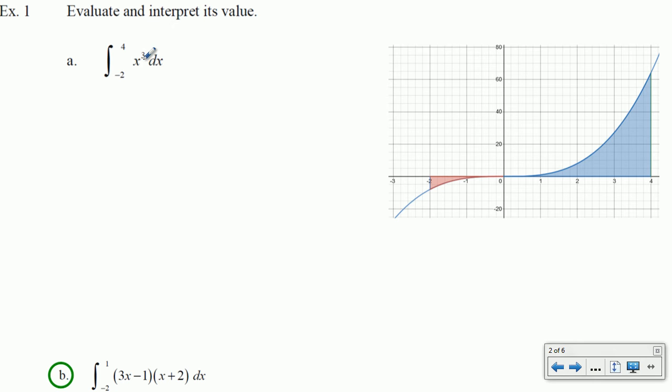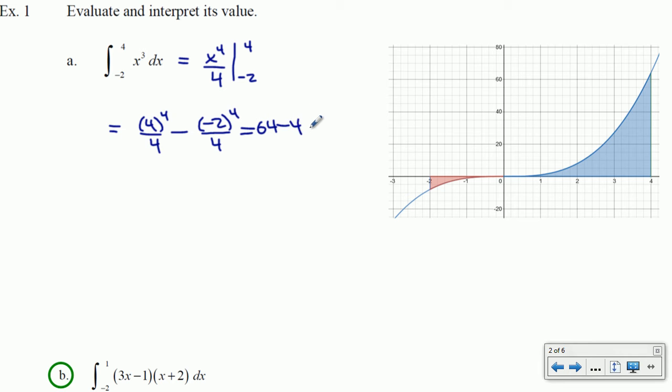So we're integrating x cubed from -2 to 4. So we need to first ask ourselves, where did this derivative come from? Well, it came from x to the 4th divided by 4. And using our new notation, we're going to go from -2 to 4. Next, what we're going to do is just sub in 4 for x, 4 to the 4 divided by 4. And then we sub in -2 to the 4th divided by 4, which is 64 minus 4, which gives us 60. Notice I didn't include a constant here because it's not really necessary with definite integrals.